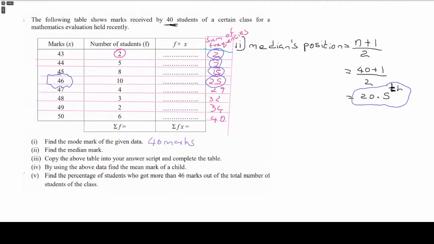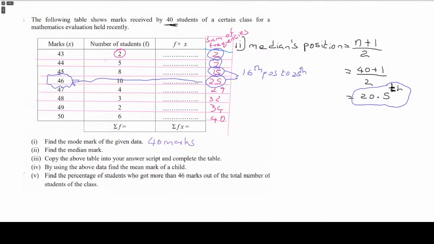I repeat, what does this 15 and 25 mean here? From the 16th, one after the position after 15 is 16. So from the 16th position to the 25th position, who's going to be there? The students who got 46 marks. See 46 here.